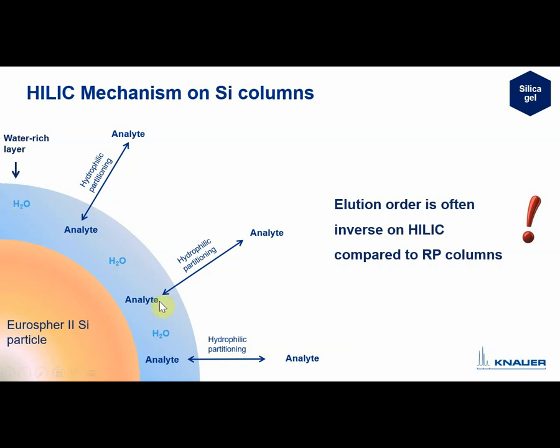And this is the water-rich layer that's built here on your silica gel particle, because you have these little silanol groups, so SiOH groups, and they love to interact with water. This is why you can never use water in normal phase mode, because it loves the column and won't get off the column anymore. So in normal phase, you avoid any water. And here in HILIC, it's completely the other way around, because you want the water to interact with these particles.